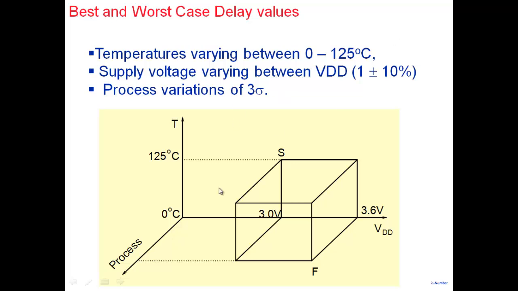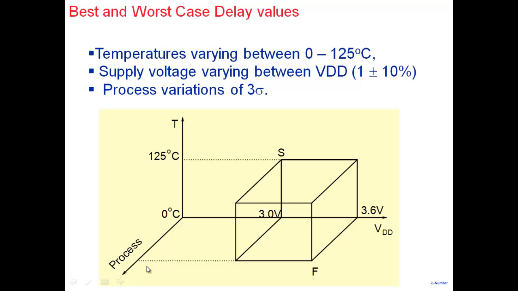So along this axis I have temperature, showing that temperature can vary between 0 and 125. On this axis is the supply voltage. Plus minus 10% means supply voltage can vary between 3 and 3.6. In between I have 3.3 here. And process variations are there. Process variations are here. So we have written is a fast transistor or a slow transistor and things like that. And so you can see here that at this particular point is where I will have the minimum delay. At this point I will have the minimum delay here.